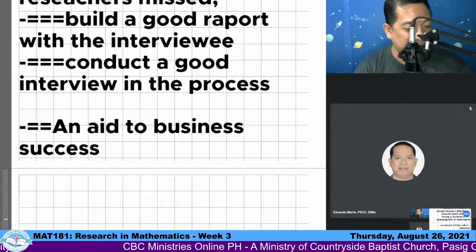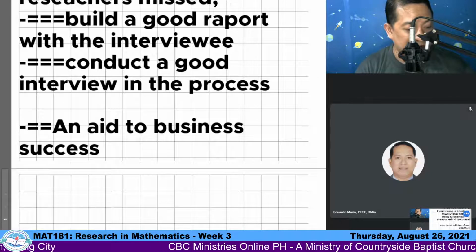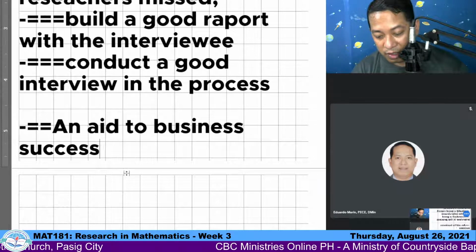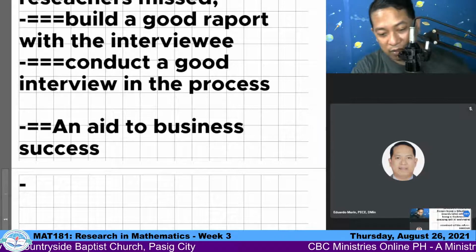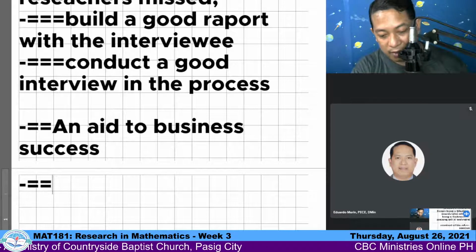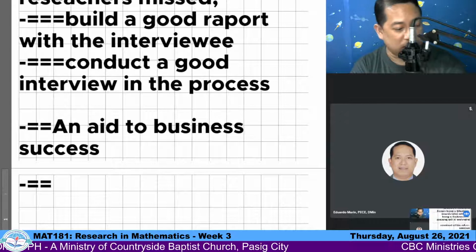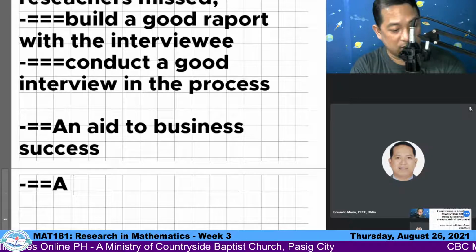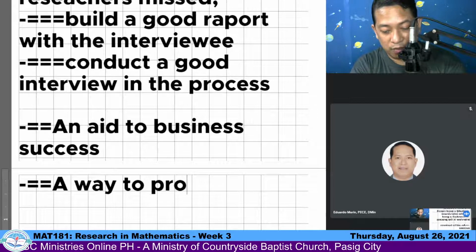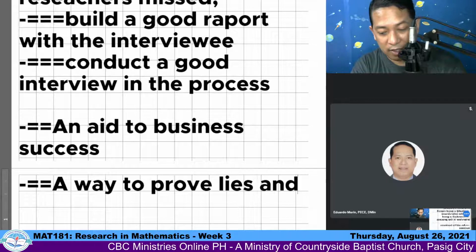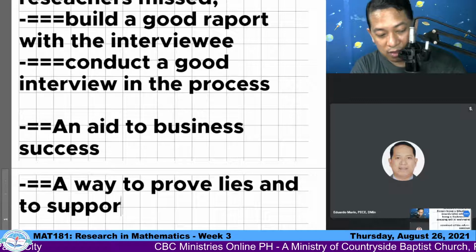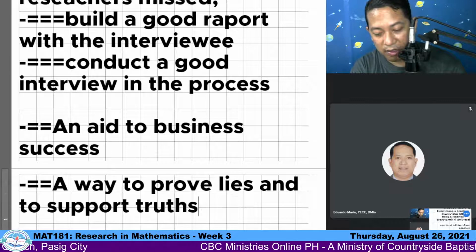And then, fourthly, a way to prove lies and to support the truth. Ayan. Of course, sa research, mapapatunayan ang kasinungalingan at ang katotohanan. Research, a way to prove lies, mga kasinungalingan, and to support truth, katotohanan.